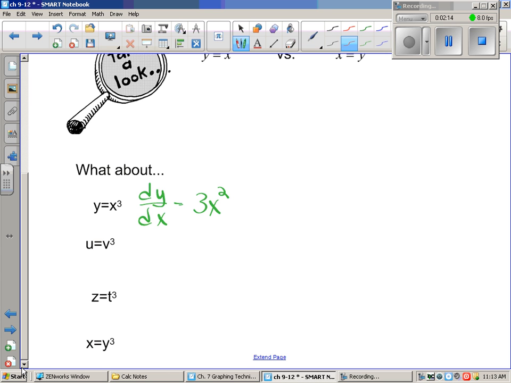Okay, let's look at the next one. It says u equals v cubed. Now, probably anybody in here could tell me what the derivative is. You would basically say 3v squared, no problem. But in notation, what this looks like is du, the derivative of u, and what's the letter it's in respect to? dv. And so that would still be 3v squared. How about the next one? z equals t cubed. How would we write that? dz over dt equals 3t squared.